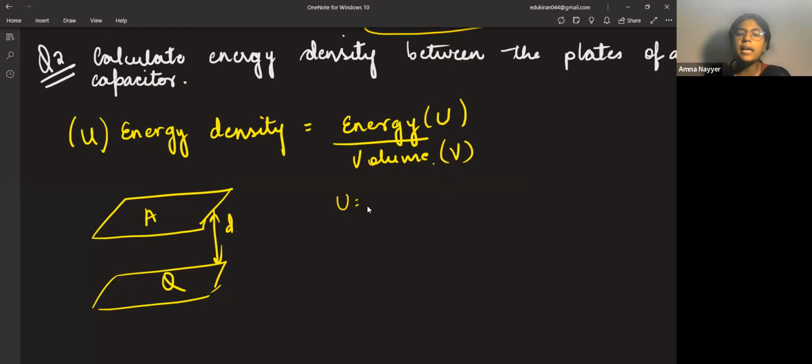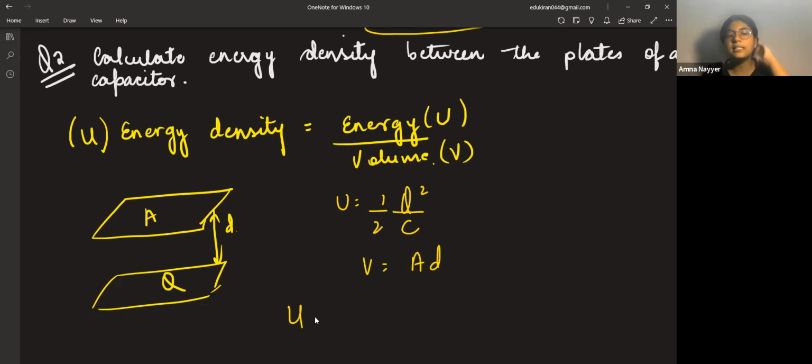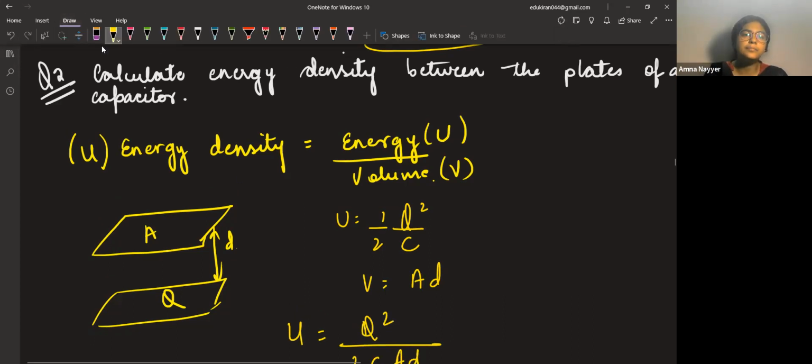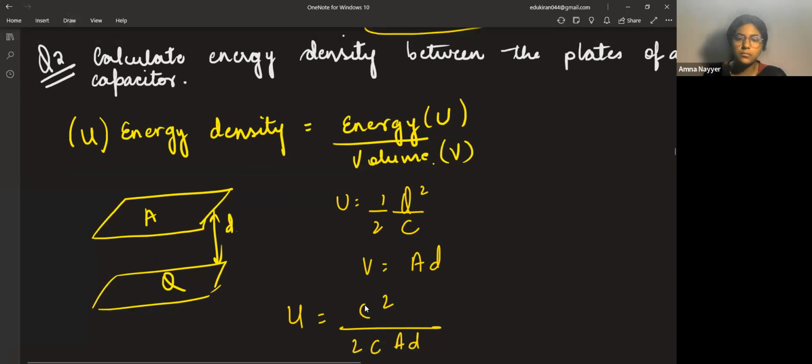Now, what is energy? Energy is half Q square by C, right? What is volume? If the area is A and thickness is D, volume is area multiplied by thickness, that becomes AD. So what is the energy density equal to? Energy density is equal to energy, that is Q square by 2C, divided by volume, AD.